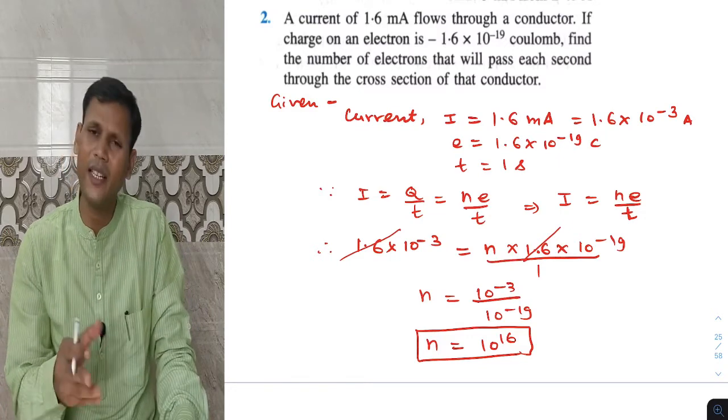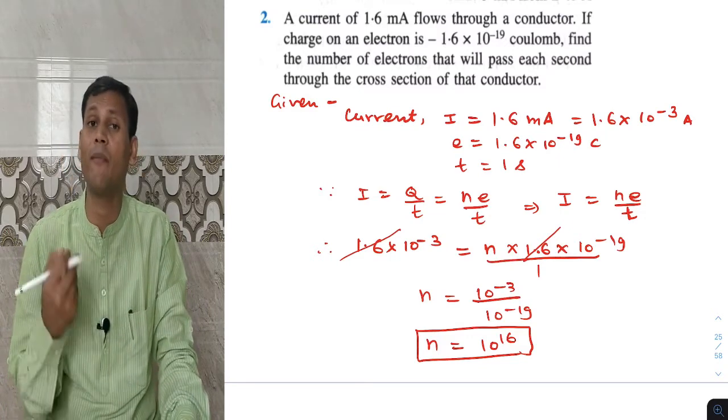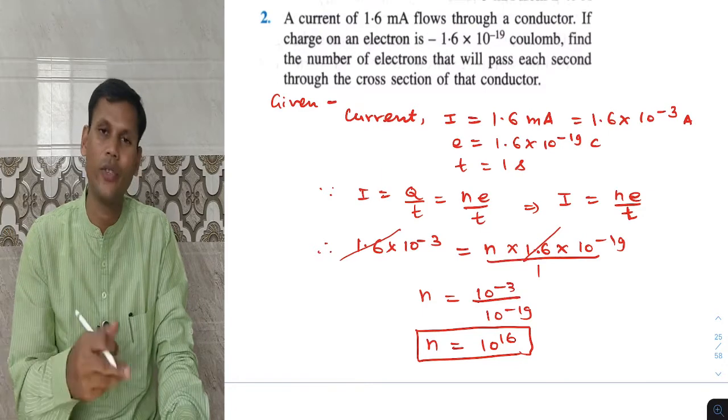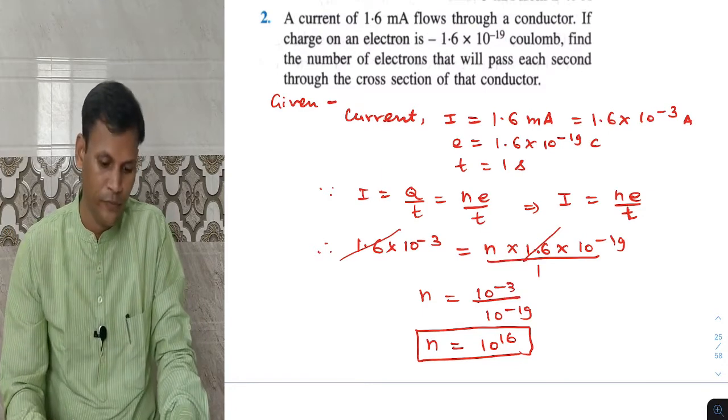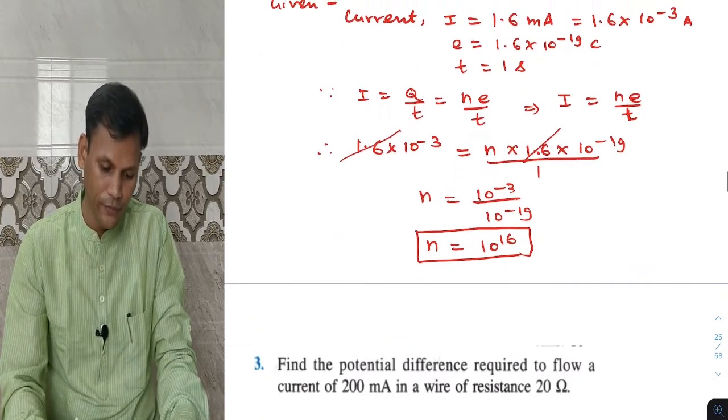It is a number of electrons. A number has no unit, no dimension. So no need to write a unit. The unit will not be there.